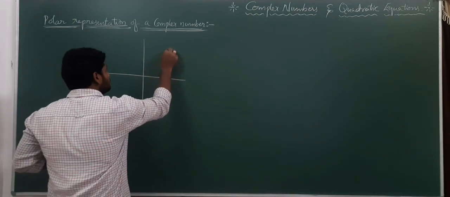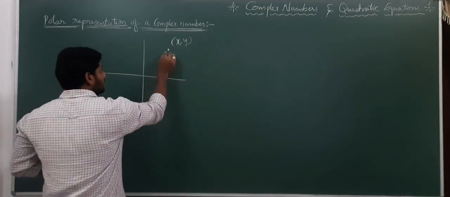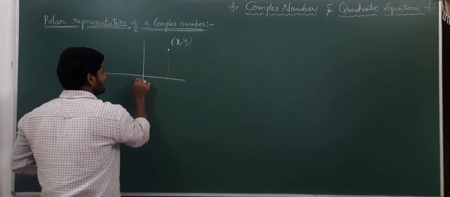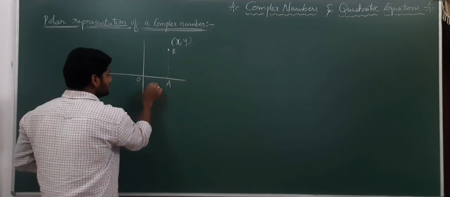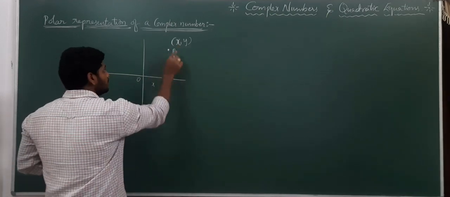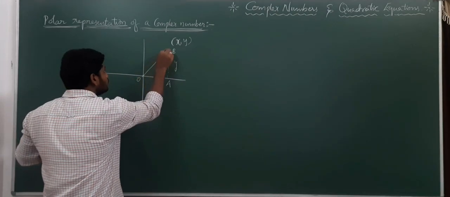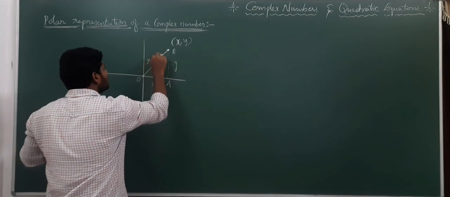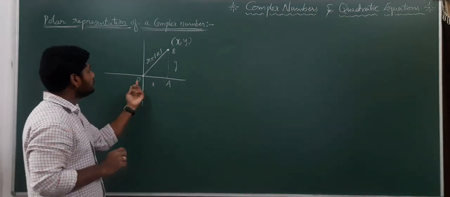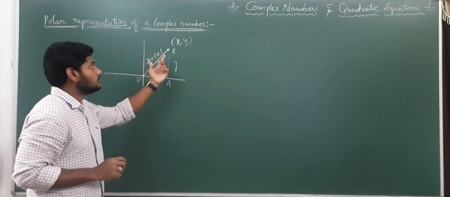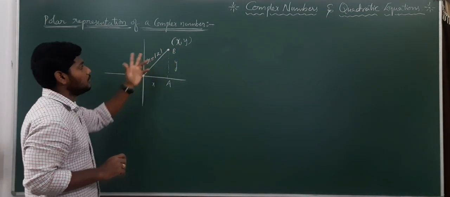See, for example, if I consider a point x comma y, for example, if it is O and this is A and this is B. Distance from O to A is nothing but x according to this point. Distance from A to B is nothing but y according to that point. Now what about the distance from this pole to B? It is nothing but r, modulus of z, as per the previous concept, right? The distance from the pole to B is nothing but modulus of z. That z is nothing but the x comma y point. So we will consider that as either r or modulus.